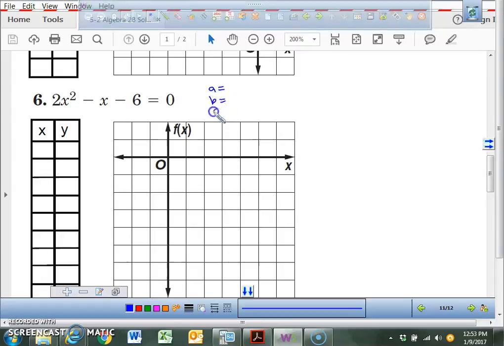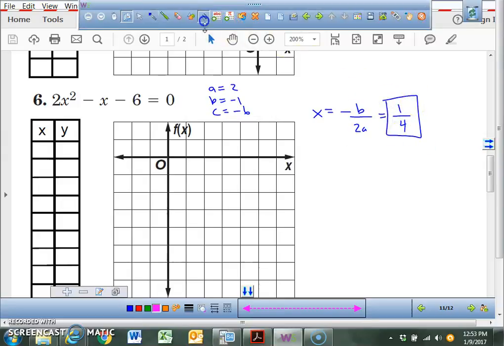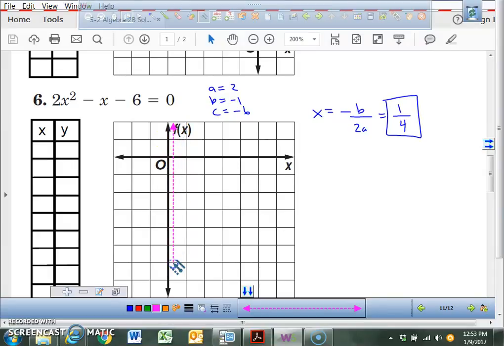We need to locate A, B, and C. A is 2, B is -1, C is -6. If I wanted to draw in my axis of symmetry, we're going to do -b over 2a, which gives us 1 over 2 times 2, which is 4. Got a 1/4 as an axis of symmetry. Right here is a half. Right here is a half of a half, which is a 4th. So do your best to draw in a 4th as your axis of symmetry. You're going to be pretty precise there.